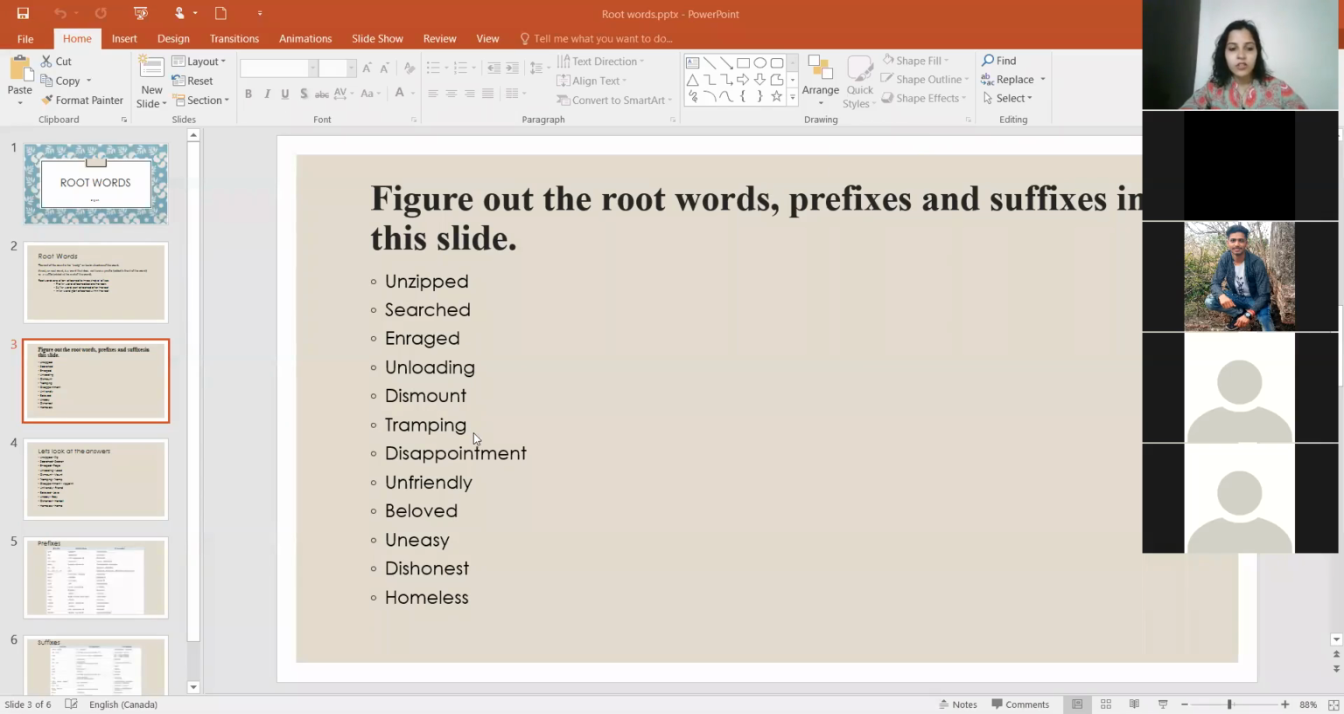Now let's move on to tramping. So yes, the root word is tramp and ing would be the suffix, right? Yes, very true. What about disappointment?